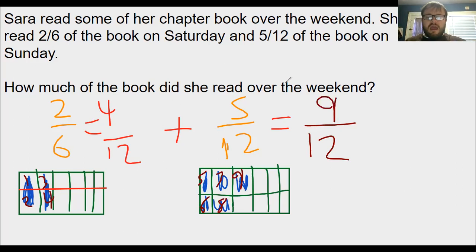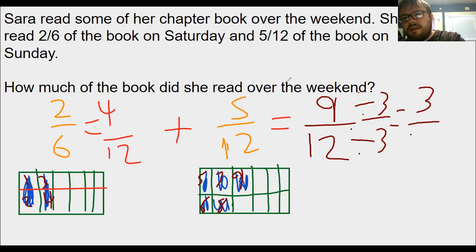Boom. After I have 9 12ths, I then go, okay, same as before. Can I divide it by 2? No, but I can divide them both by 3 evenly, and that equals 3/4.